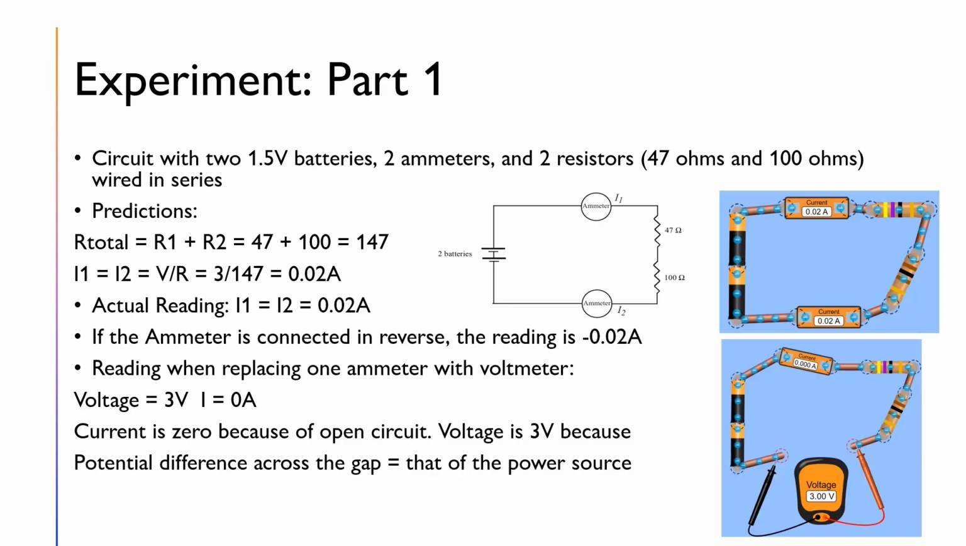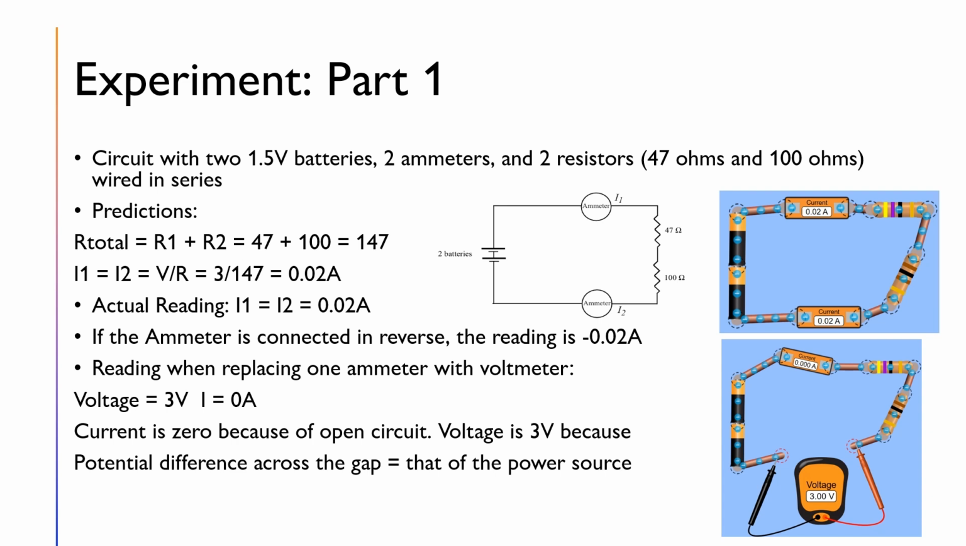Part 1, the circuit had two 1.5 volt batteries, 2 ammeters, and 2 resistors with 4,700 ohms respectively. The prediction is that total resistance is 147 ohms, and the I1 current and I2 current would equal 0.02 amps. The actual reading was 0.02 amps, and if one of the ammeters was connected in reverse, the reading is opposite, so it's negative 0.02 amps.